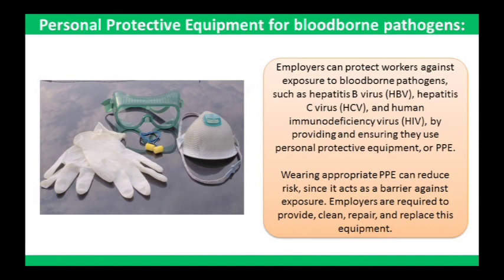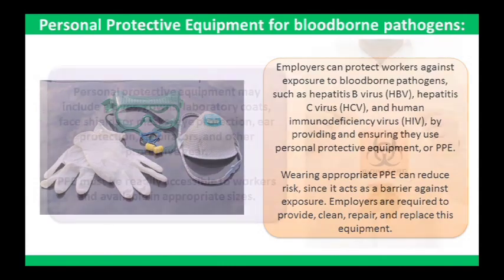One way the employer can protect workers against exposure to bloodborne pathogens, such as hepatitis B virus, HBV, hepatitis C virus, HCV, and human immunodeficiency virus, HIV, is by providing and ensuring they use personal protective equipment, or PPE. Wearing appropriate PPE can significantly reduce risk, since it acts as a barrier against exposure. Employers are required to provide, clean, repair, and replace this equipment as needed, and at no cost to workers.